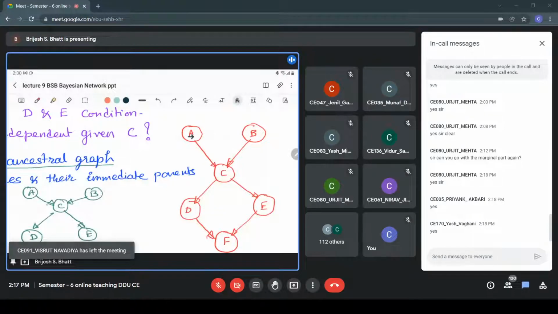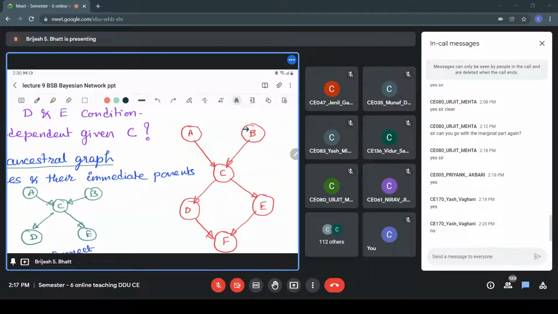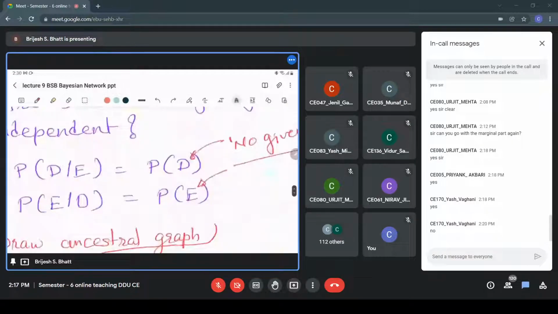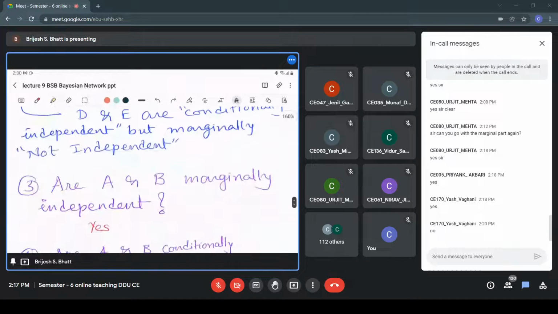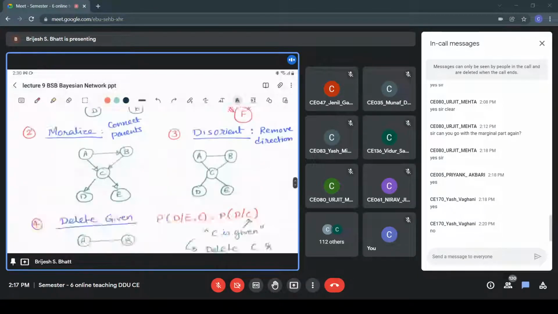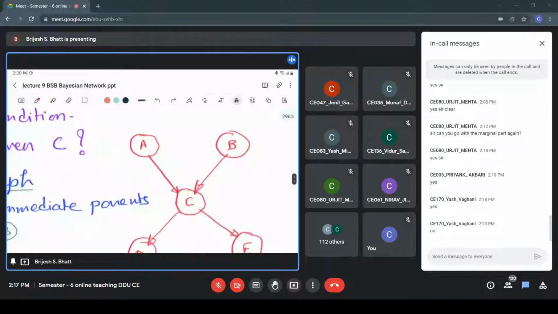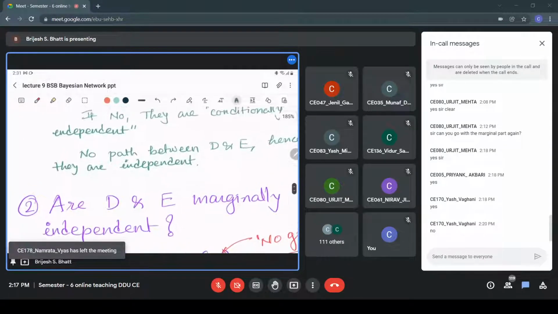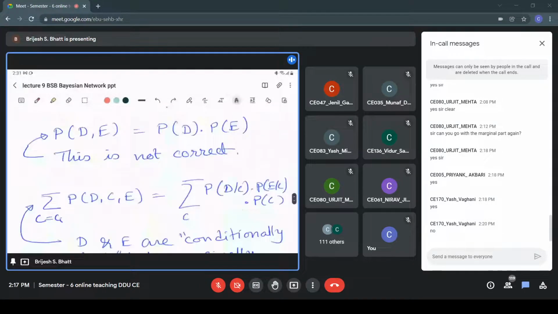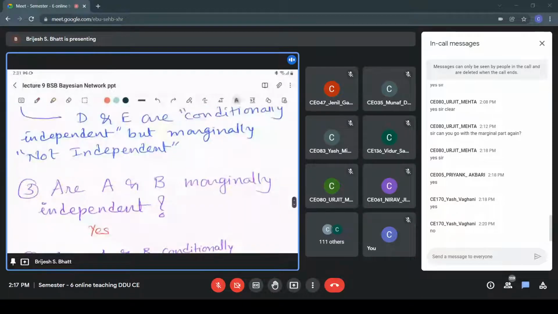The variables under the query are A and B. So we need to create a graph of A, B, and their parents. There are no parents, so the graph would be very simple. The graph will be only A and B, and there are no connections, so you don't need to moralize or disorient or anything. Just two random variables A and B, not connected with each other. So the answer for that: are A and B marginally independent? The answer is yes.